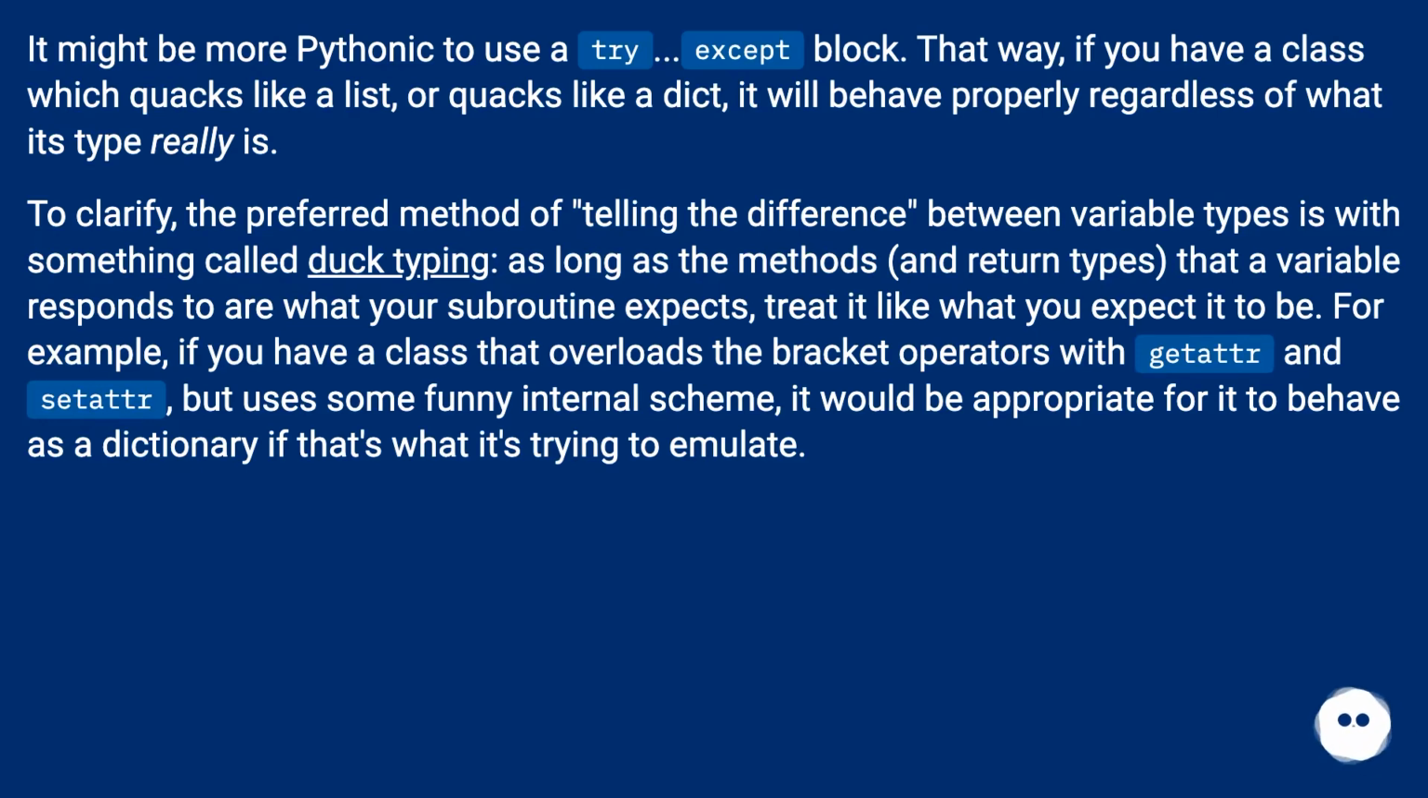To clarify, the preferred method of telling the difference between variable types is with something called duck typing. As long as the methods and return types that a variable responds to are what your subroutine expects, treat it like what you expect it to be. For example, if you have a class that overloads the bracket operators with getAt and setAt, but uses some funny internal scheme, it would be appropriate for it to behave as a dictionary if that's what it's trying to emulate.